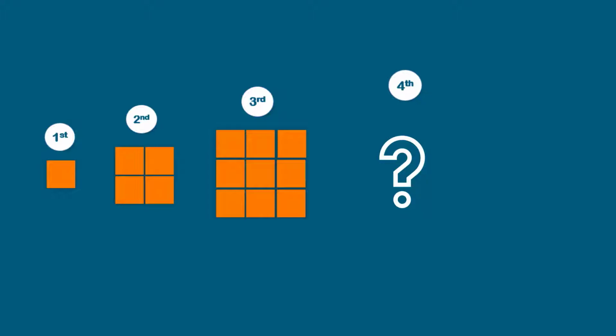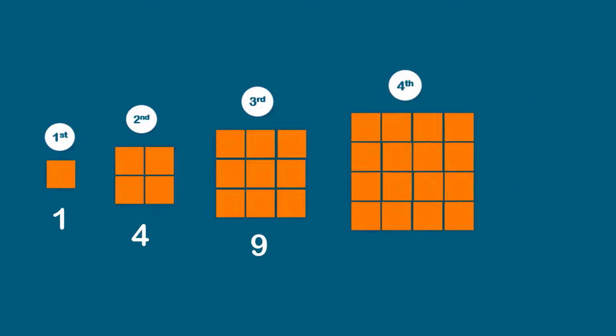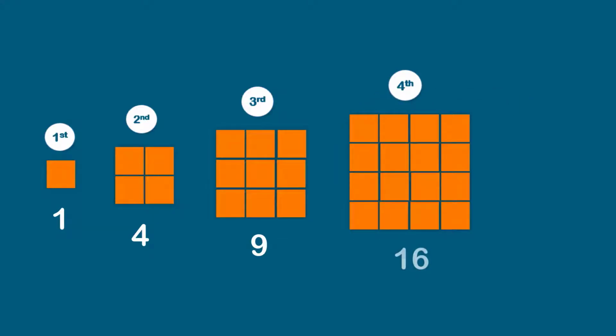Well, if we look at the number of blocks in each figure, the first has 1, the second has 4, the third has 9. So these are square numbers. That means the fourth must have 4 squared blocks, or 16.